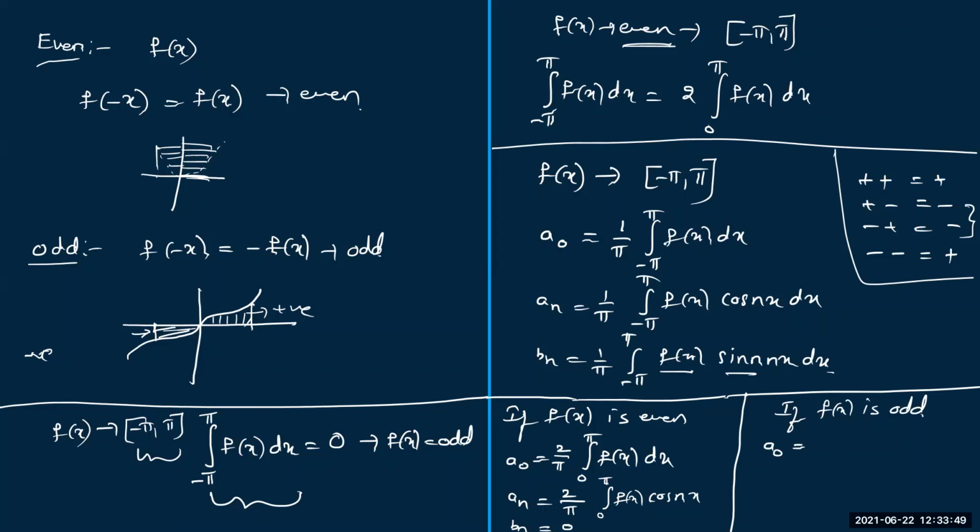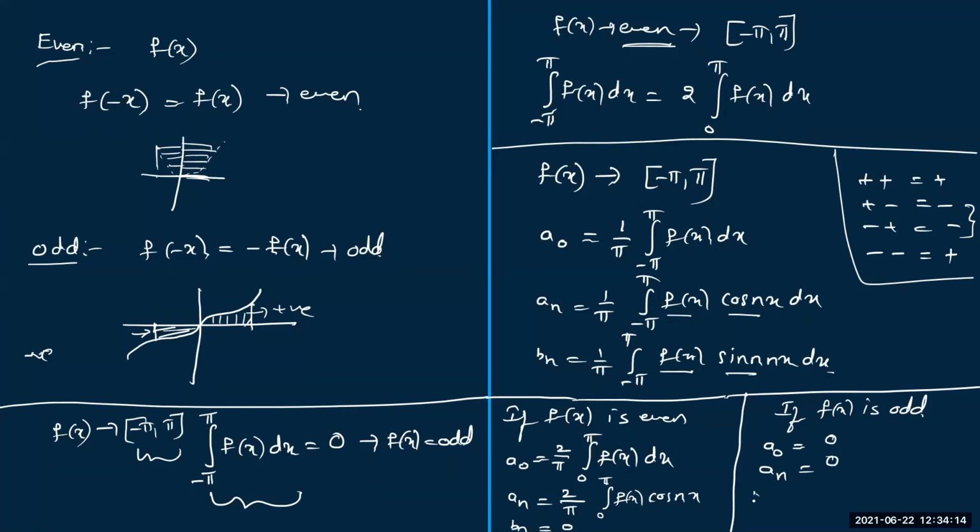Right. Since the integrand here is an odd function, since f of x is an odd function, the integral value for a naught is simply 0. Then what about an? It is 0 as well. Since function f of x is odd, but the cos is an even function. When you multiply an odd and an even function, the product is again an odd function. Since the integrand is odd, the integral value is 0.